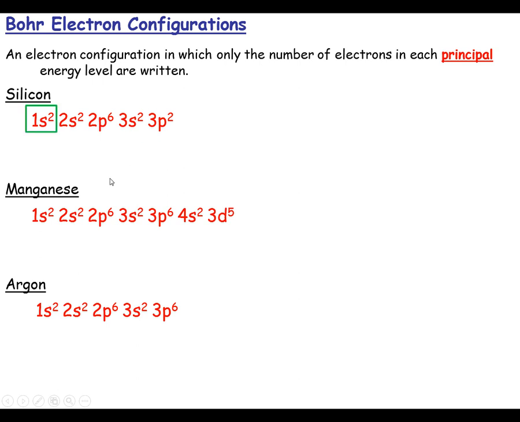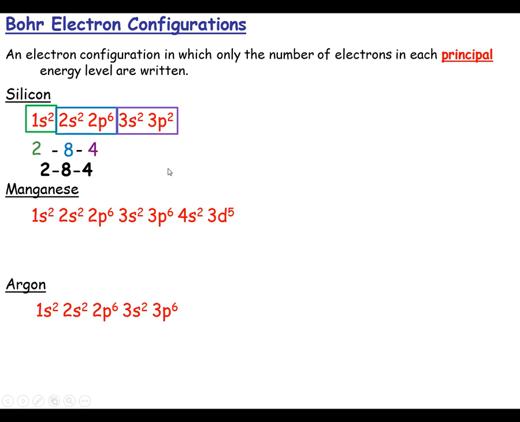Looking at just the first principal energy level, which I put the green box around, we have 2 electrons. So our Bohr electron configuration starts with a 2. Then in the second principal energy level, we have 2 sublevels, the S and the P, for a total of 8 electrons, 2 in the S and 6 in the P. And in the third principal energy level, we have this 3p sublevel. It's not completely filled up yet. So we have 2 electrons in the 3s and 2 in the 3p for a total of 4 electrons in the third principal energy level.